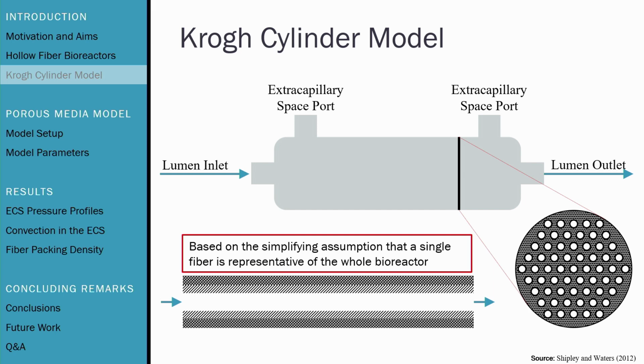A common approach to modeling the hollow fiber bioreactor is the Krogh cylinder model, which is based on the simplifying assumption that a single fiber is representative of the entire bioreactor. And this model is really well equipped for looking at nutrient delivery and waste removal to and from the cells in the extracapillary space, and how it depends on media perfusion rate, fiber geometry, membrane characteristics, and the cell layer thickness. But this model is not well equipped to look at what happens as you bundle these fibers together and scale up your bioreactor radially.